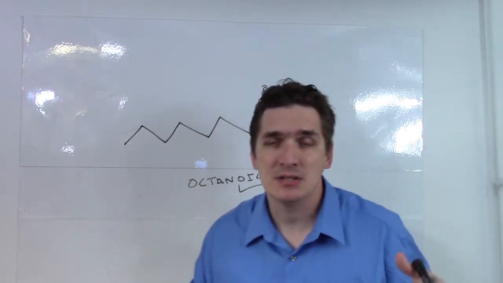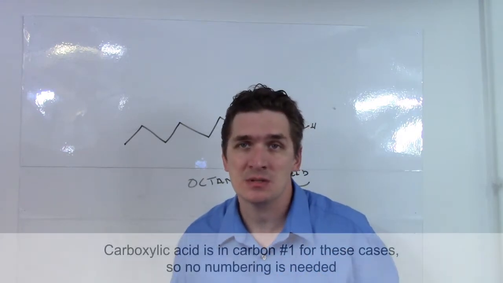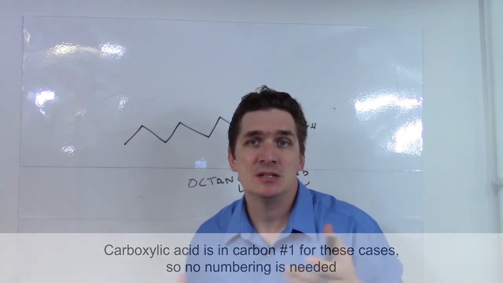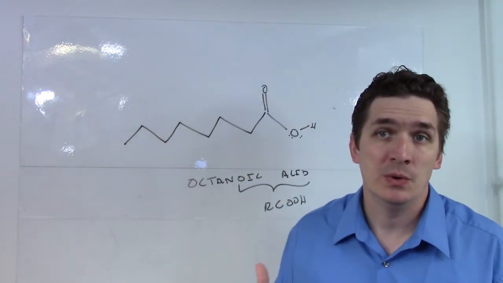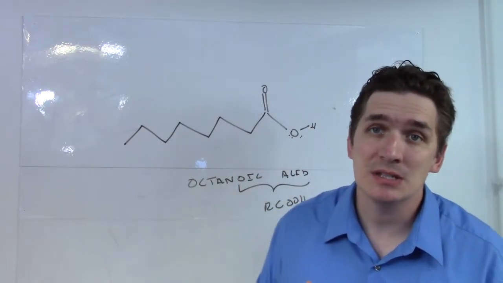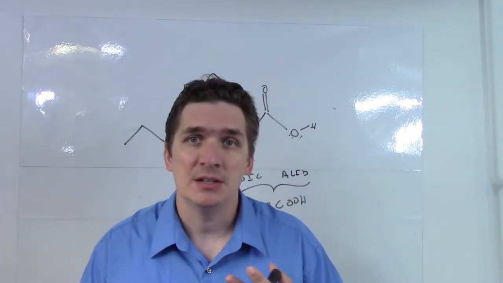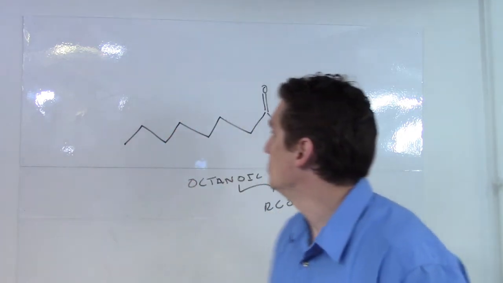Now, we don't have to specify the position, and the reason is that carboxylic acids come at the very end. On top of that, this is going to be our primary functional group for the compounds we're going to be looking at. So since this is our primary functional group, we're going to make it part of the parent chain, and we're also going to designate that as carbon number 1.